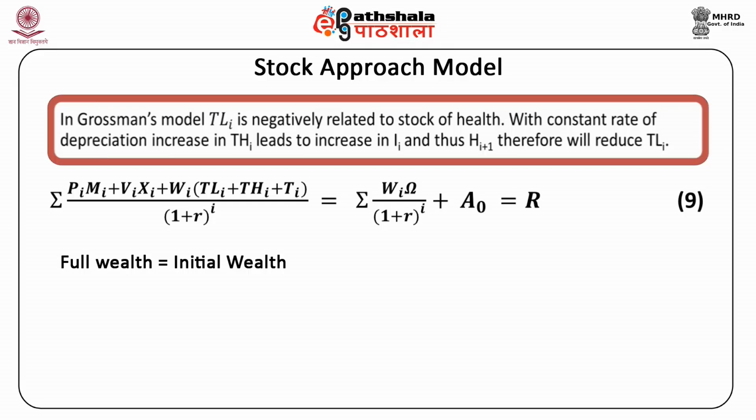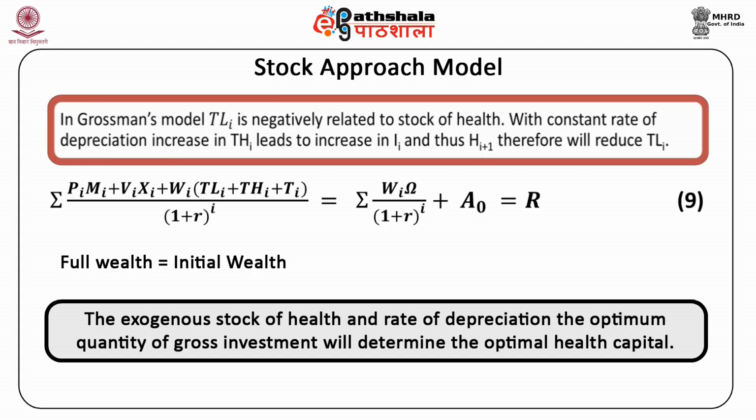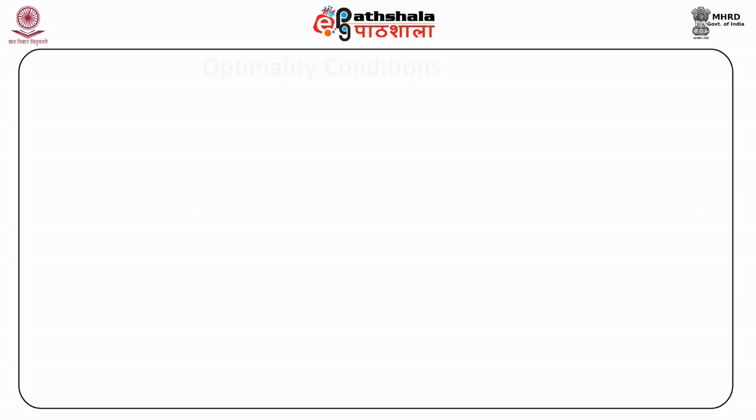Equilibrium is obtained by maximizing utility function 1 subject to 2, 3 and 9. Hence, given the exogenous stock of health and rate of depreciation, the optimum quantity of gross investment will determine the optimal health capital. Optimality conditions.